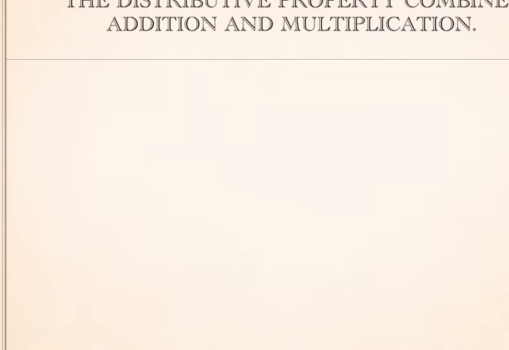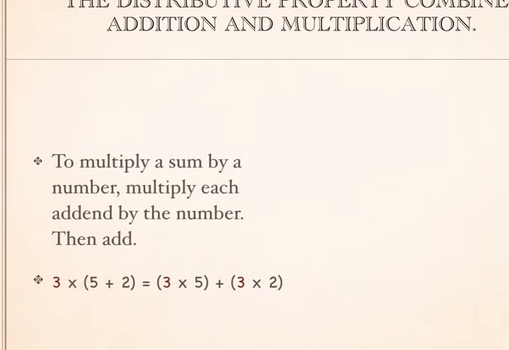The distributive property combines addition and multiplication. To multiply a sum by a number, multiply each addend by the number, then add. Remember, the sum is just the answer to an addition problem.